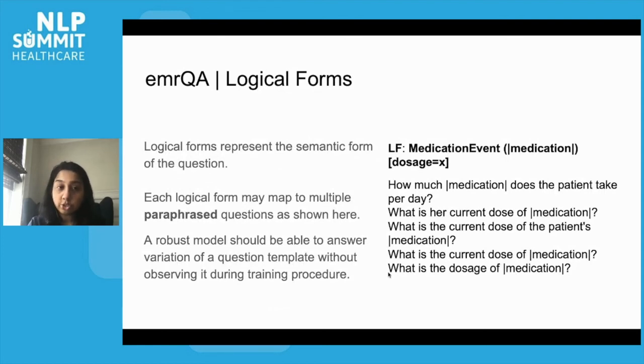Now, we do this for question to logical form learning, right? And logical forms, if I were to remind you, are like this semantic form in a structured form that is capturing the information needs in the question. And each logical form, as seen on the right, may be mapped to multiple paraphrased questions. So, the same example that we saw earlier, the medical event medication dosage equals X, could map to all of these expressions of the question. How much medication does the patient take per day? What is the current dose of the medication? What the current dose of the patient's medication? And so on. And a robust model should be able to answer variations of this question template without observing it during train time. So it could have just seen one of these forms, it should be able to generalize to all of these forms. In this case, in the problem of question to logical form learning, given one of these questions, we want to predict this logical form.